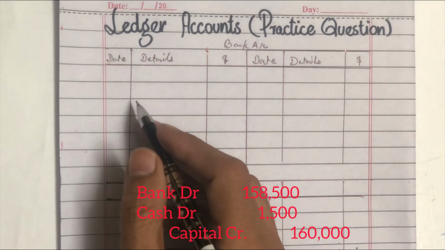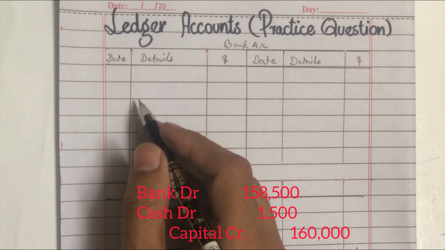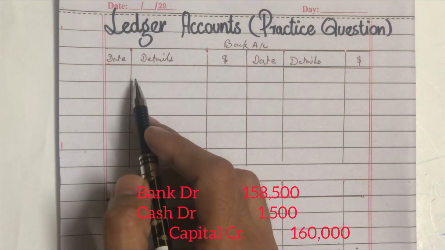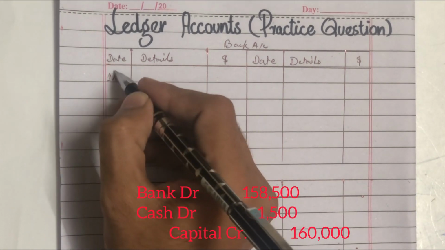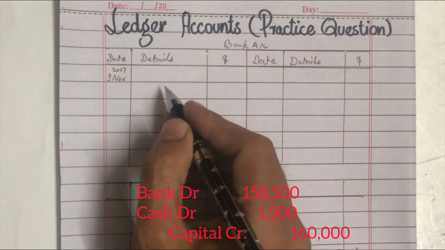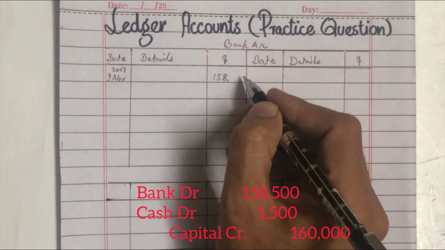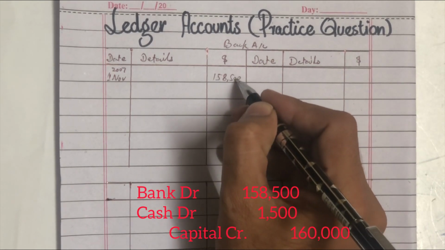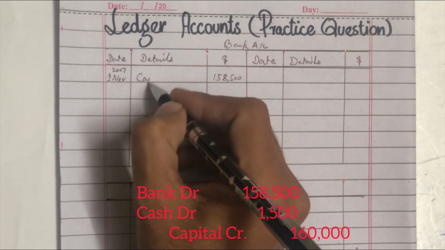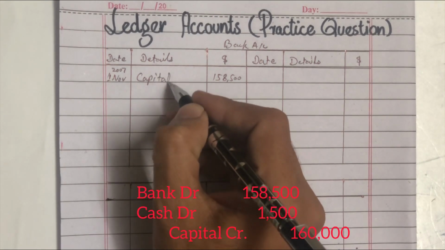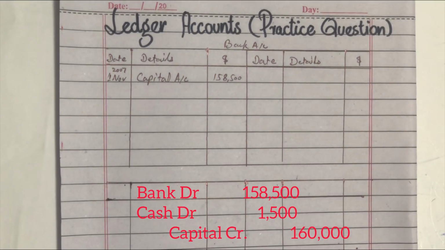As we can see in the transaction, the bank account is going to be debited, so we are going to write this entry on the debit side. The date was 1st of November 2007 and the amount was 158,500. The reason was the capital account, the account that comes on the credit side. So that's the first entry that we have done in the bank account.